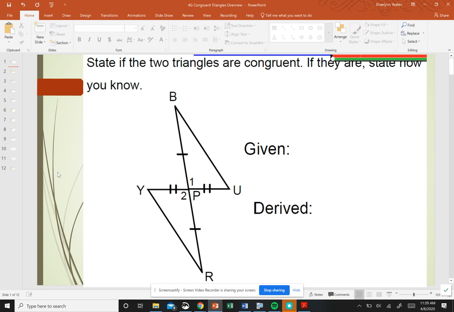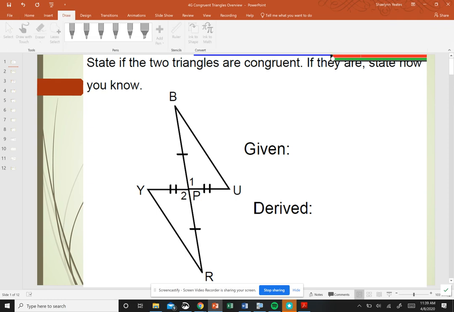All right, so right now, the first thing that I know is, gotta wait for my cute little drawing tools. There we are. Okay, so when I see lines like this, that's just marking these two sides as congruent. So that means that I know that the line YP is congruent to the line UP. There's a reason that I'm writing it this way. Just believe me for right now.